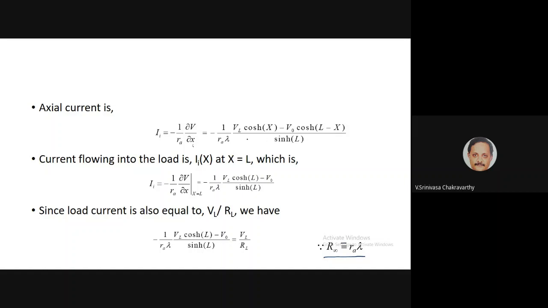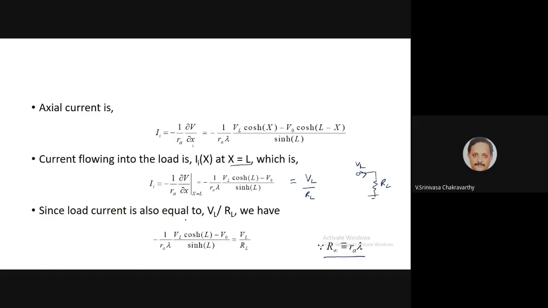Now calculate this expression I at x equal to L. What do we get if we plug in x equal to L? You get V_L cosh L minus V_0, because this part becomes 1, and R_a lambda becomes R infinity. Now this whole thing, which is the axial current at the far end, is equal to V_L by R_L, the loading current. So this is R_L, this is V_L, and the axial current is nothing but V_L by R_L. If you plug this in, use this, and move things around a little bit, you can solve for V_L, and you will get this.